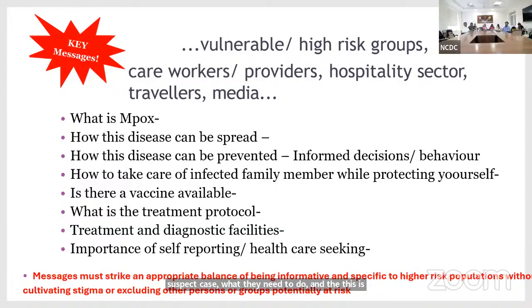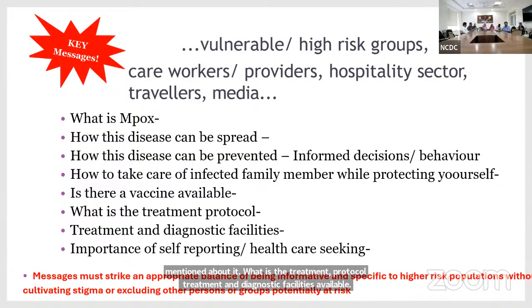Then if we move on to our vulnerable high-risk groups: care workers, healthcare providers, the hospitality sector, travelers, and media. What they need to understand is what Mpox is, how the disease spreads, and how it can be prevented, so that they can make informed decisions about their behaviors and the protective behavior which they need to undertake. How to take care of infected family members while protecting themselves, and also whether the vaccine is available, what the other countermeasures are. Our colleague from AIIMS already mentioned it. What is the treatment protocol, and what treatment and diagnostic facilities are available?